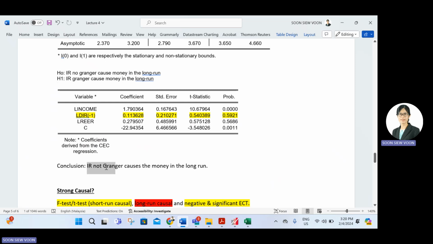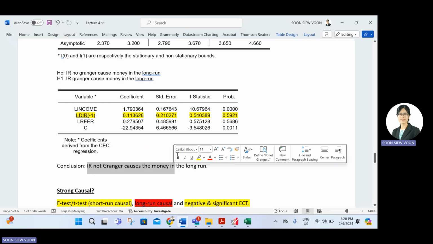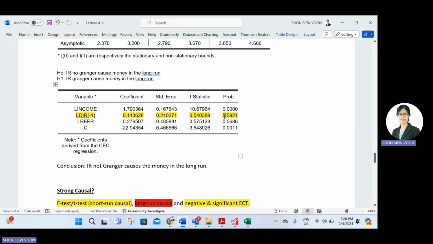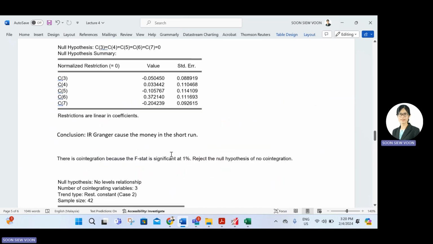So with the p-value 0.5921, what can you conclude? You can conclude that the interest rate does not Granger cause the money in the long run. So the interest rate is not significant, so you fail to reject. So what is the conclusion? Interest rate does not Granger cause the money in the long run.